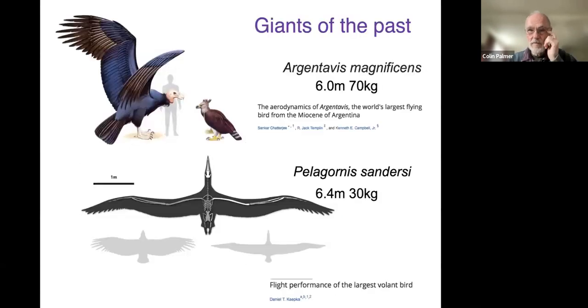However, no one seemed to have told birds in the past about that. We know from the fossil record, good fossil record, that there was a sort of condor from hell that lived in modern-day Argentina in the Miocene, called Argentavis, and that was about 6 meters wingspan, so twice the size of a modern condor, and probably weighed about 70 kg. Similarly, there was a seabird called Pelagornis sandersi, which was a bit lighter, but probably had a larger wingspan, 6.5 meters or so, 30 kg.